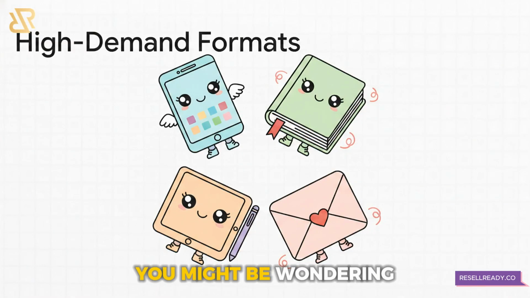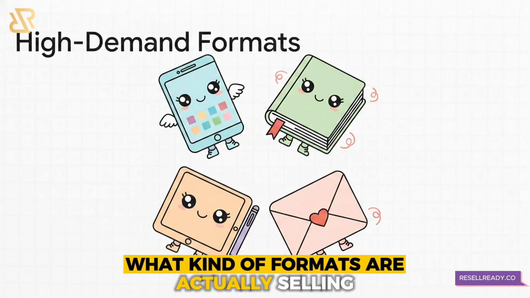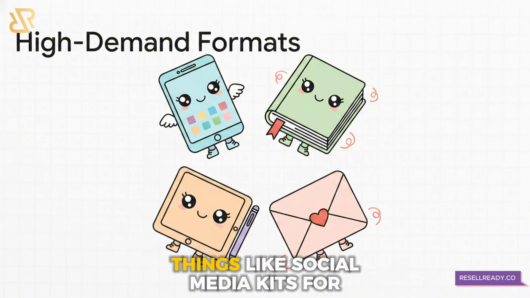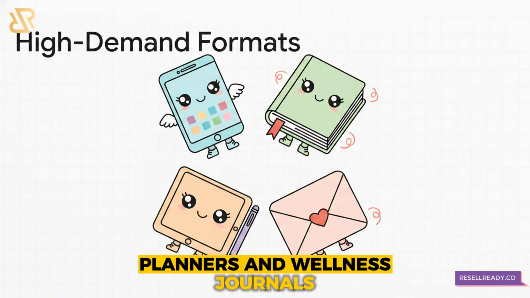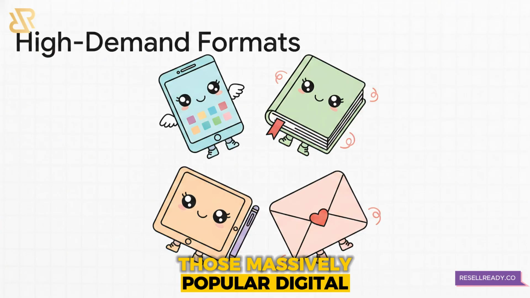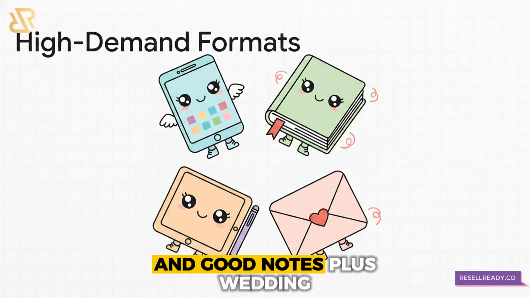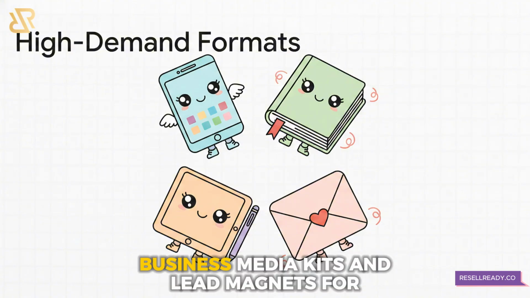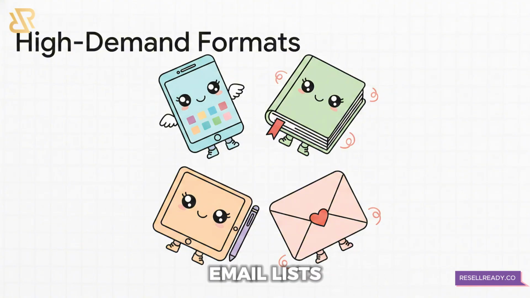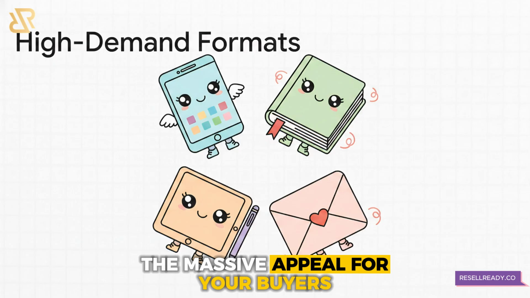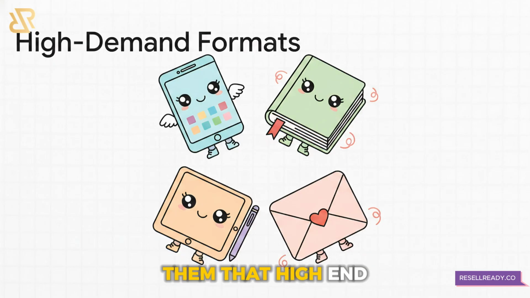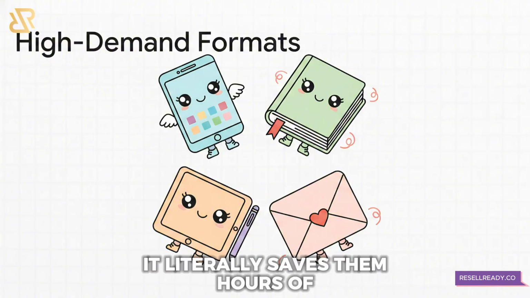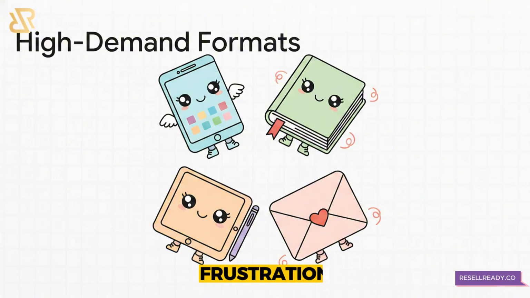Now you might be wondering, what kind of formats are actually selling? We're talking high-demand stuff, things like social media kits for reels and carousels, planners and wellness journals, those massively popular digital planners for iPads and GoodNotes, plus wedding invitations, business media kits, and lead magnets for email lists. The massive appeal for your buyers across all of these categories? It's speed. Buying a template gives them that high-end professional look instantly. It literally saves them hours of frustration.